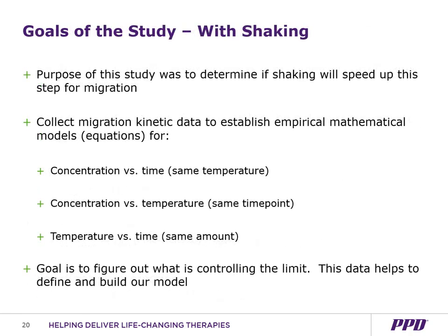Which brings me into the current study. We wanted to see the effect that shaking would have on the empirical mathematical equations and if it would speed up the migration. The previous study had the rubber stoppers sitting stationary for a given time and temperature. We added the element of shaking with temperature and time. The same models were investigated: concentration versus time, concentration versus temperature, and temperature versus time. The overall goal was to determine the limiting step.